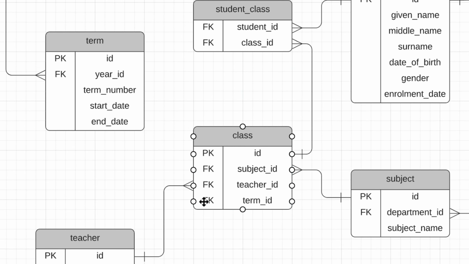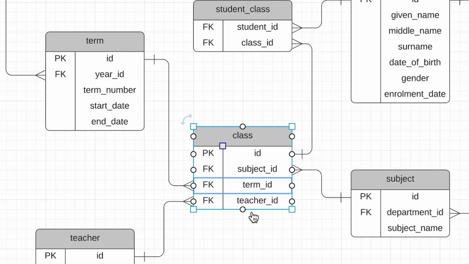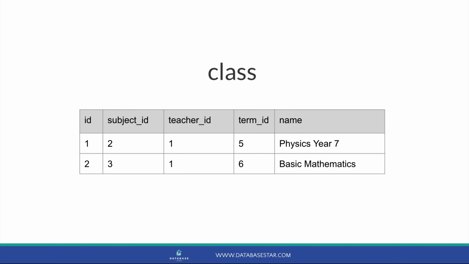The next part of the requirement is having a name for the class, which is achieved by adding a name field to the class table. Here's what our class table could look like now. We have a few ID fields as well as a name field.